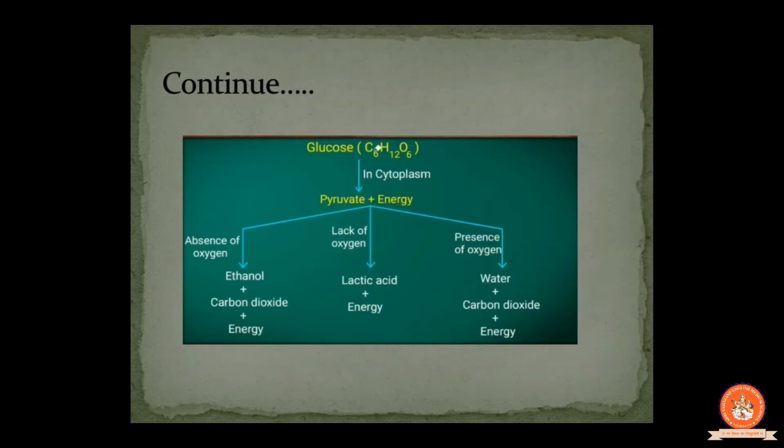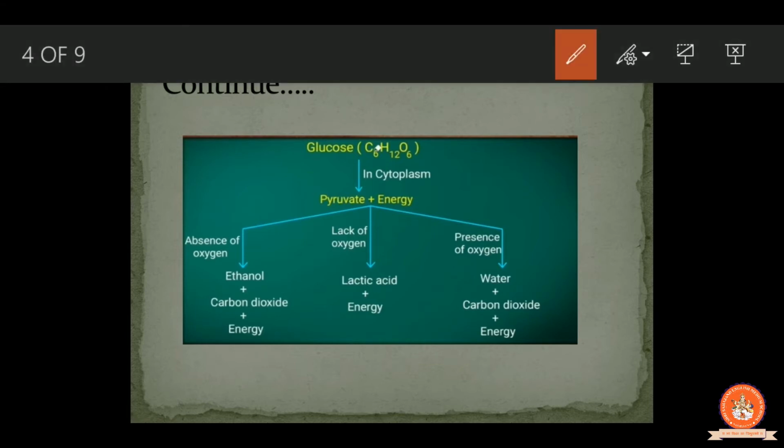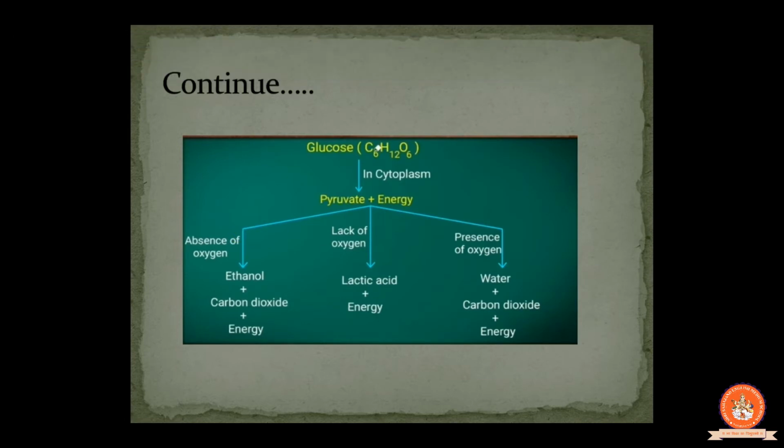So first, the pyruvate is converted into carbon dioxide and ethanol in the absence of oxygen. What is the formula of ethanol? The formula for ethanol is C2H5OH. So when there is pyruvate, it is converted into ethanol and carbon dioxide. Why is it converted into ethanol and carbon dioxide? Because there is an absence of oxygen.